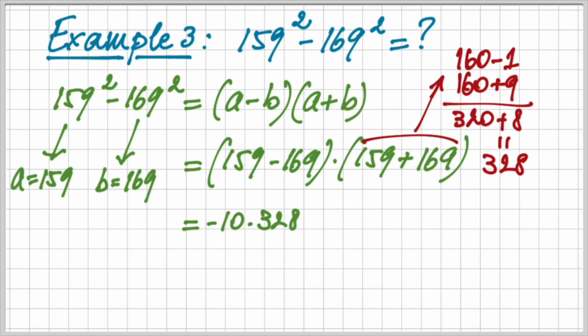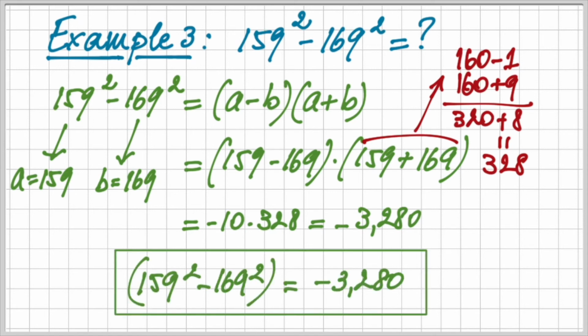And we can complete the formula now. So we see that 159² − 169² can be written as −10 times 328, which gives us −3280. The result, 159² − 169² is −3280. It's a very interesting simplification, and we will use it later in some other exercises.